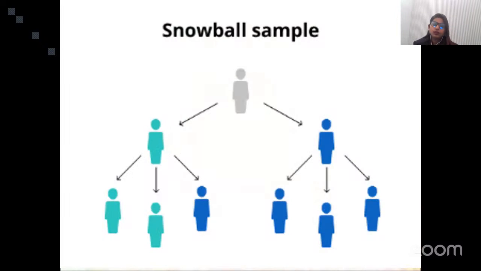So this is snowball. I know this person. He gave me 2 references. Then I again went to him and he gave me 3 references further, and this also. This way we have to complete our research process. This way we have to complete our sample size.